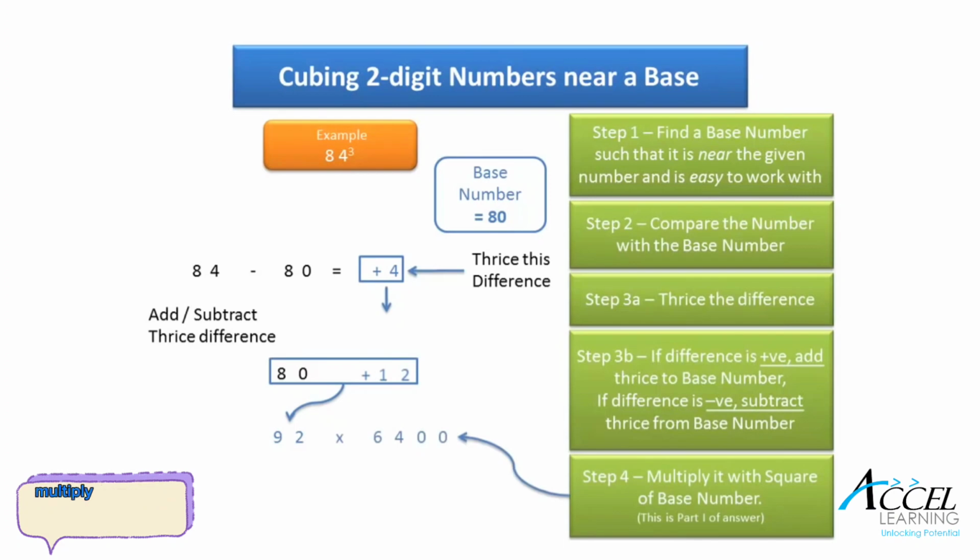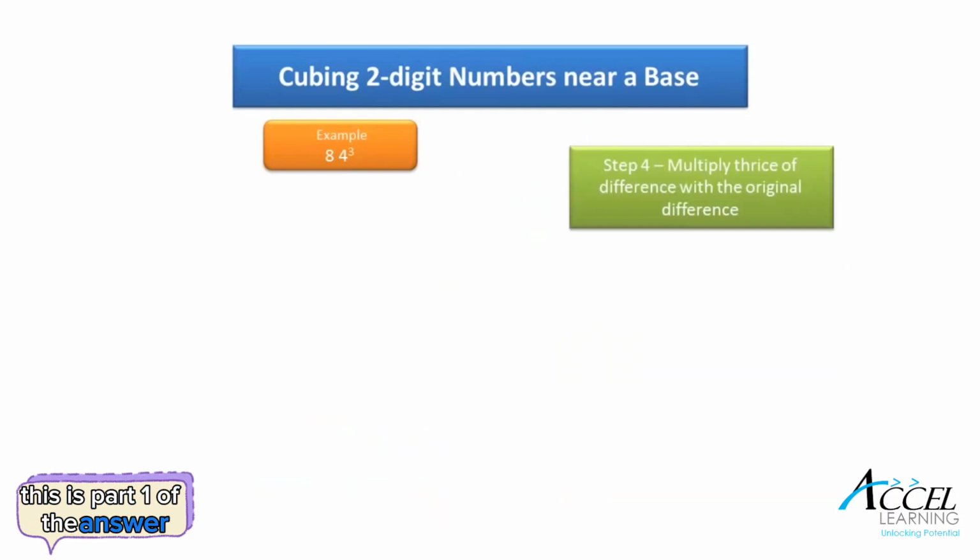Step 4. Multiply it with the square of the base number. And the square of 80 is 6,400. 92 times 6,400 is 588,800. This is part 1 of the answer.